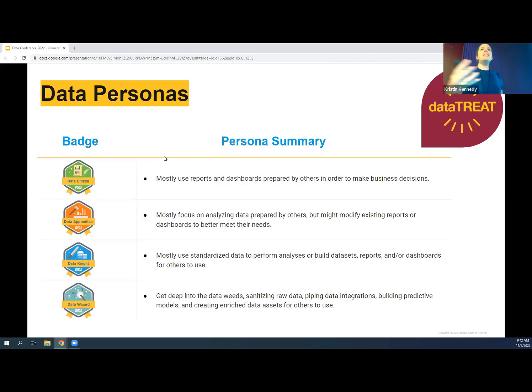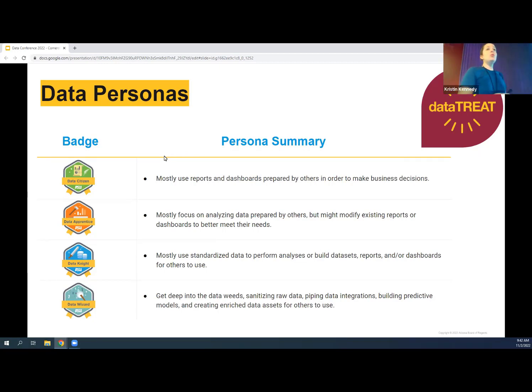But the first one is your data citizen. And all that is that you are using reports that are already made. You're just taking them as is. Some people may not even be there, and that's cool. You're still grouped in that data citizen realm. The next one would be data apprentice. So you're using these dashboards and reports, but you might tweak them a little bit to make them fit your needs. You might apply filters. You might do a little bit of playing around with them. Data knights, these are people that are now starting to create their own analysis. They're grabbing tables, they're doing things, they're making their own, maybe not dashboards, but data sets.